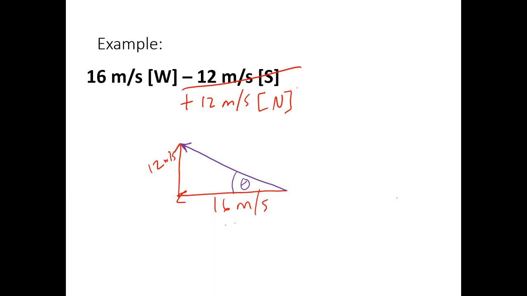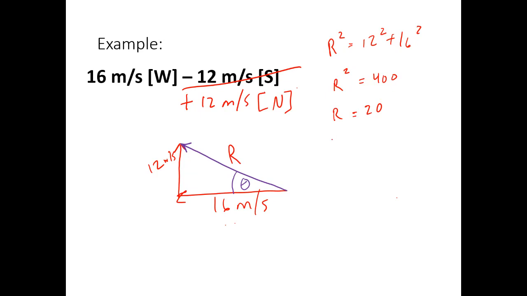Same as before, we're going to use the Pythagorean theorem. I'm going to call this R for my resultant. R squared is going to be equal to 12 squared plus 16 squared. You can work that through and you get down to R squared is equal to 400. Square root of both sides. We know that the size or the magnitude of this thing is 20.